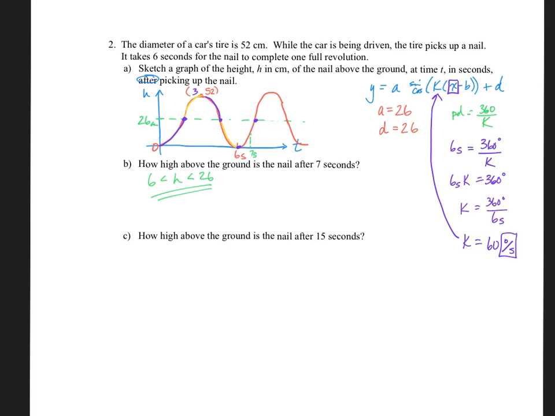Okay, so let's build the equation then. Well, the first thing is I should be able to go through and fill in a bunch of details. I've got my equals, my amplitude was 26. I haven't decided sine or cos yet. I know that I have a k value of 60. I don't have my variable, but I know that I have a d value of 26.